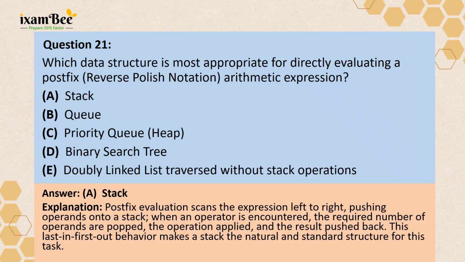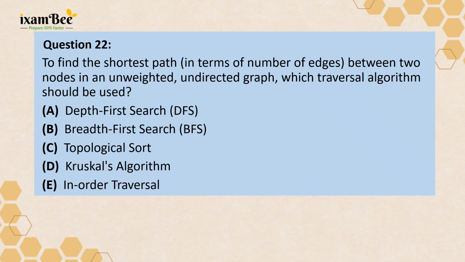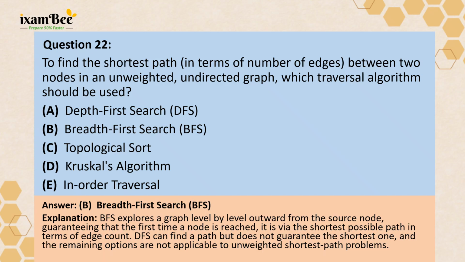Now in this next question, to find the shortest path in terms of number of edges between two nodes in an unweighted, undirected graph, which traversal algorithm should be used? The correct answer here is option B, which is BFS or breadth first search. BFS explores a graph level by level, moving outward from the source node one edge distance at a time.